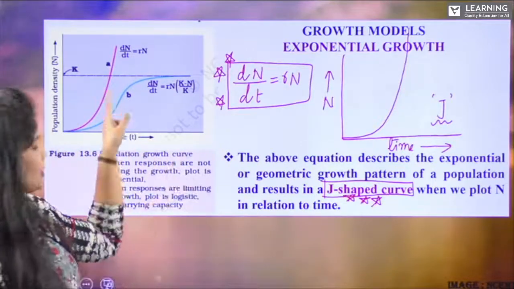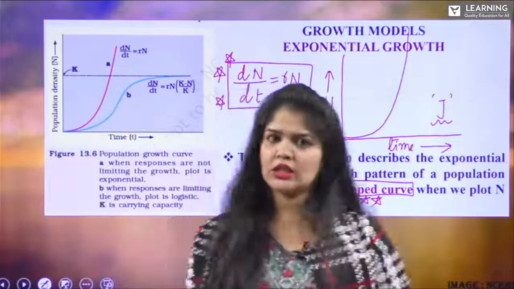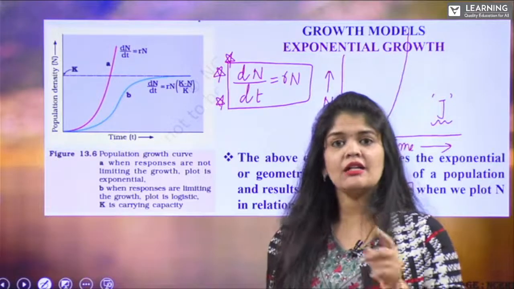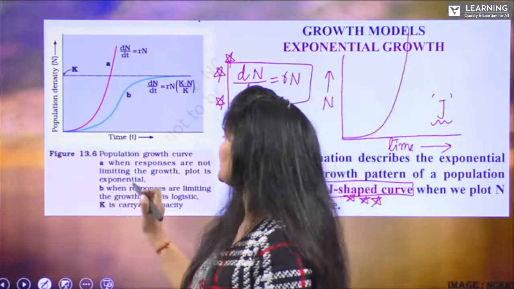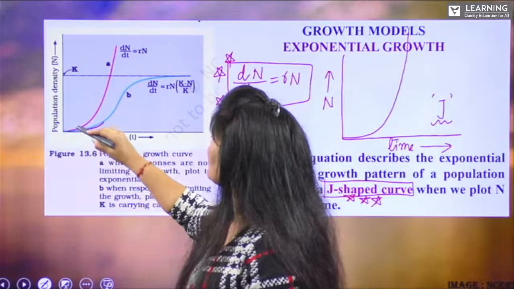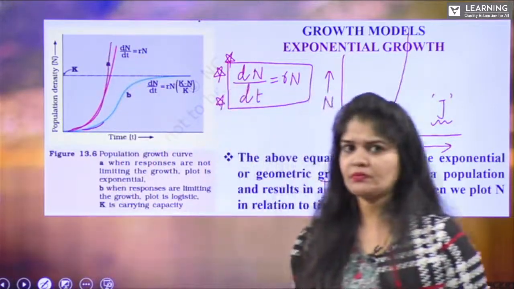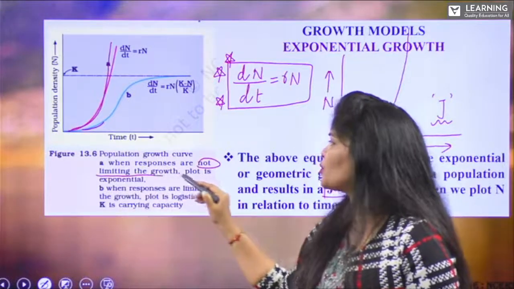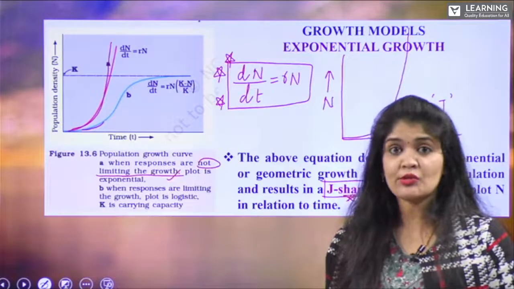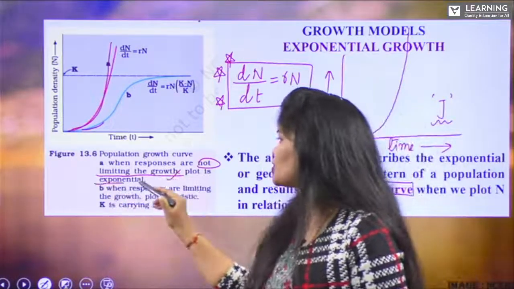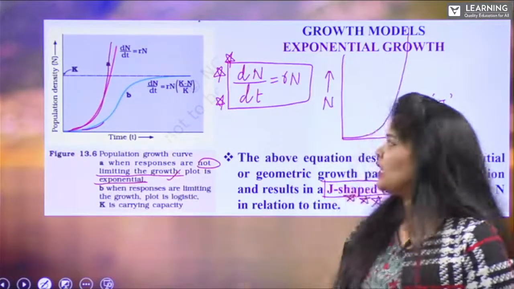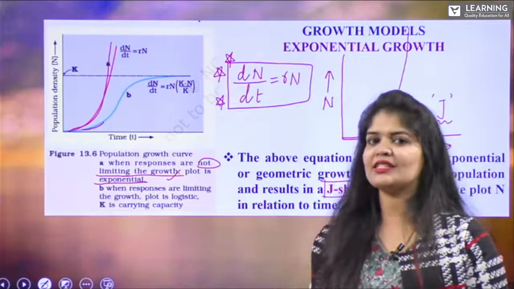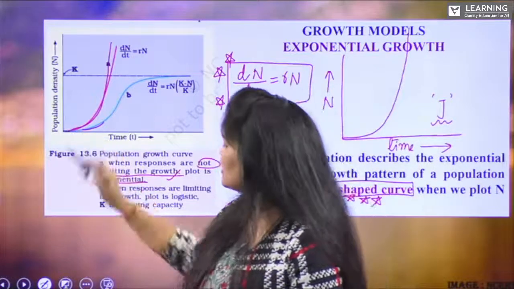Look at here. This is the graph which represents both growth models. One is the exponential growth curve, and the other one is logistic. So here, let's take this one, which is when resources are not limiting the growth, with unlimited availability of the resources, then the plot is exponential. The other we'll see. So at present we are considering the first growth model, and that is called exponential growth.